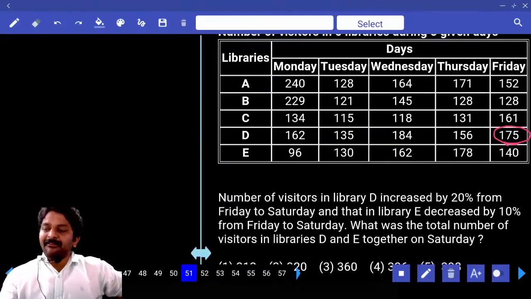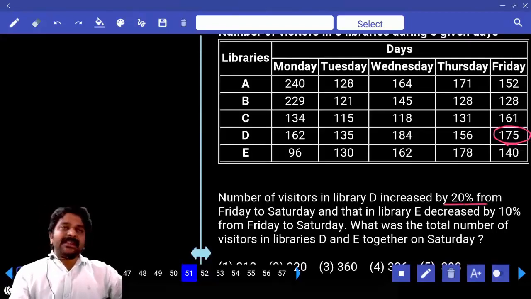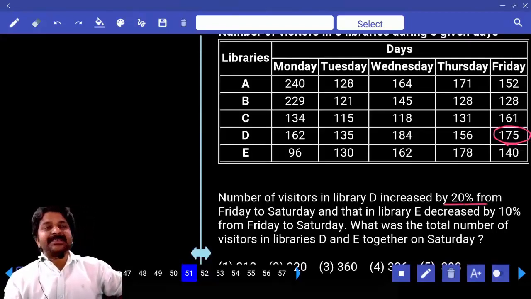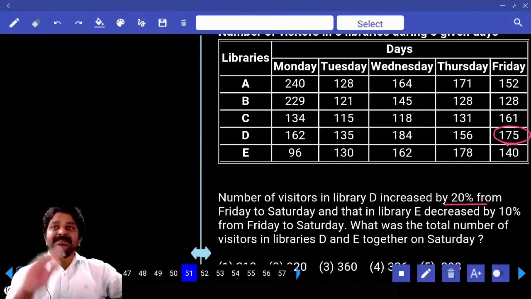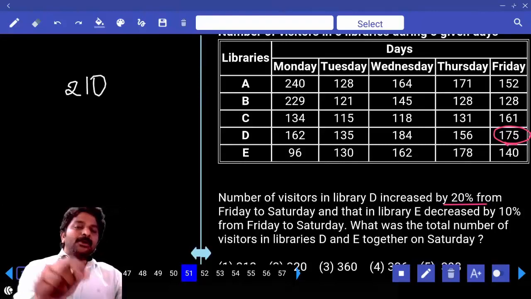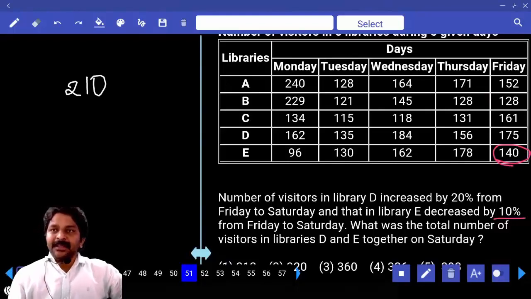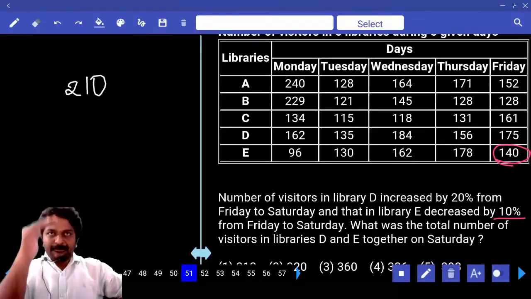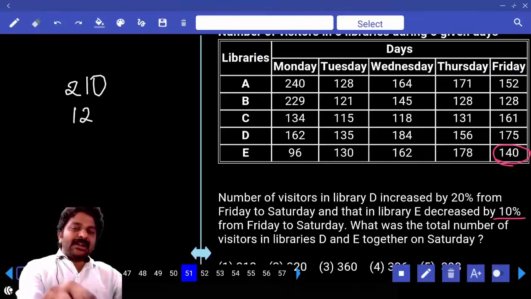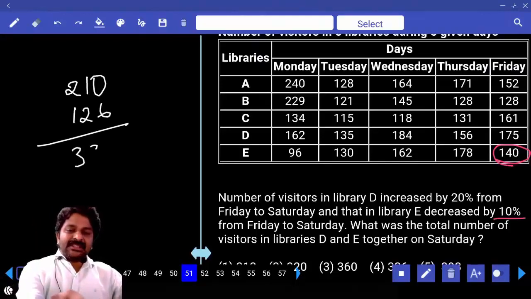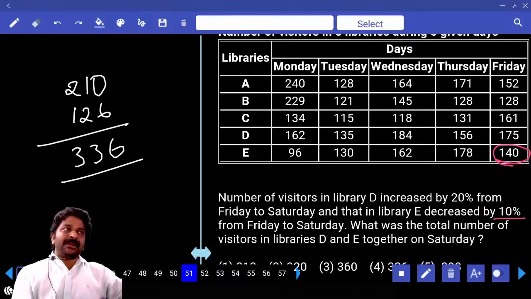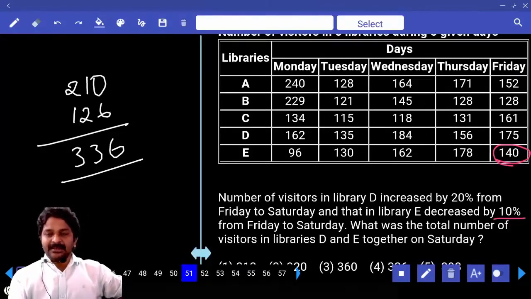Friday D value we have 175. That fellow increased by 20%. What is 10%? 17 and a half. 20%? 35. 175 plus 35 is 210. Next, E value decreased by 10%. E at present it is 140. 10% is 14. 14 decreased in the sense it becomes 126. So 336 is number of people on Saturday from D and E together.